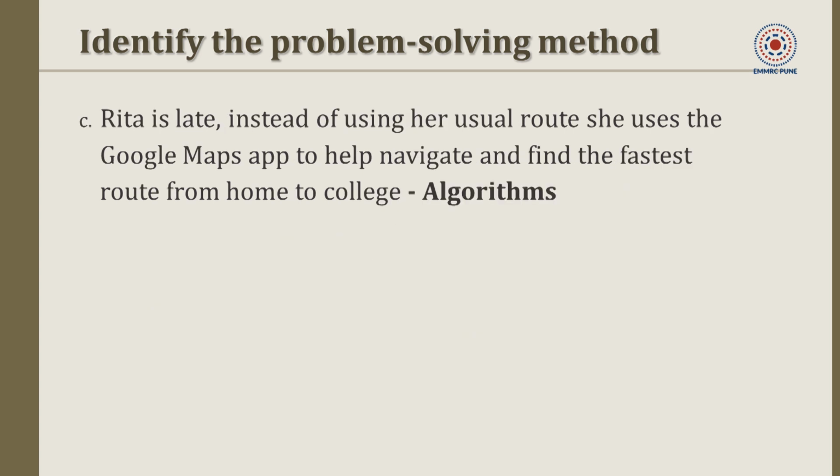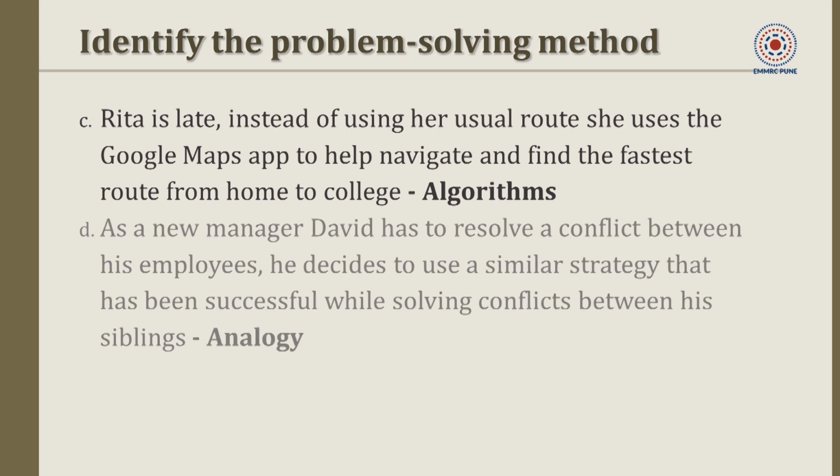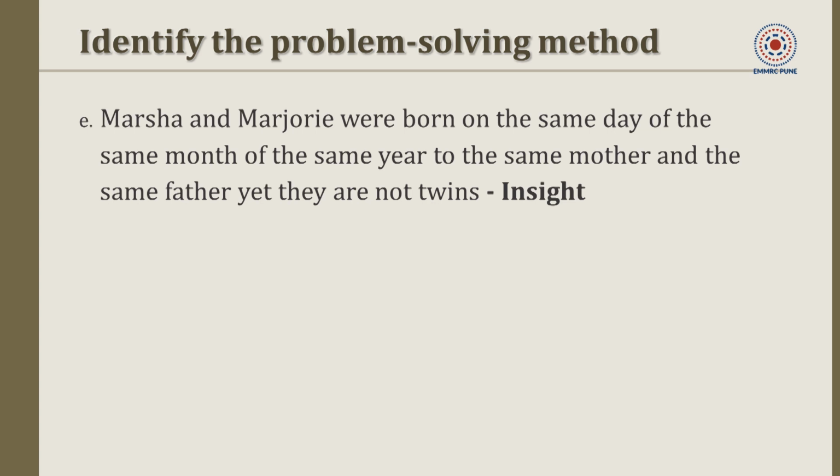C. Algorithms. In this case, Rita is using a strategy which will definitely give her the fastest route. The app uses GPS and it also modifies the route based on real-time traffic situation. D. Analogy. David is trying to resolve the conflict based on the belief that human relationships are similar. Hence, even if the context is different, strategies can be the same. E. Insight. Marsha and Marjorie are two of a set of triplets. I hope this exercise helped clarify the methods involved in problem solving.